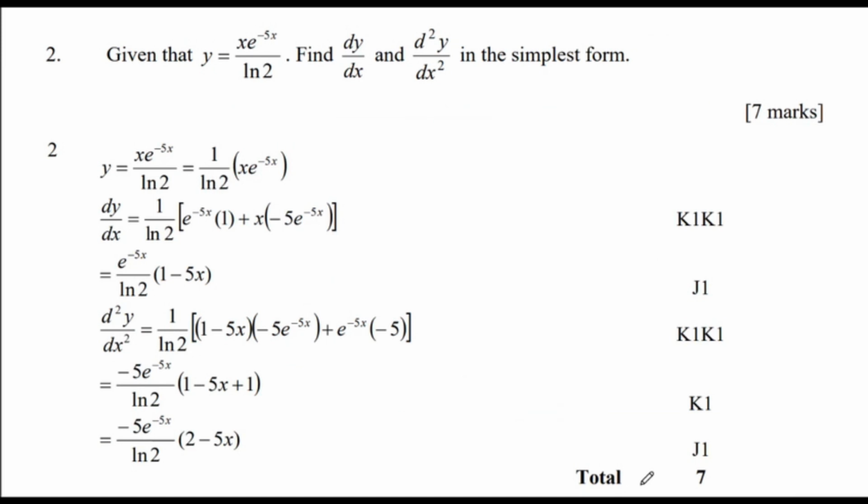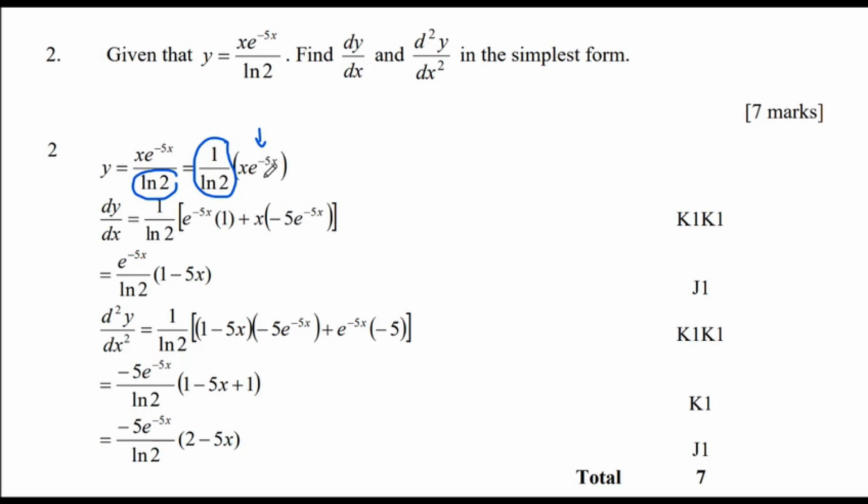Question 2. Given that y equals to x exponent negative 5x over ln 2, find your dy/dx and d squared y over dx squared in the simplest form. Baik, okay, so ini question kita y sama dengan x exponent negative 5x over ln 2. Baik, so as you can see ln 2 is a constant sebenarnya, so that's why dia bawa keluar jadi 1 over ln 2. Jadi yang kamu kena differentiate hanyalah ini je lah, x exponent negative 5x.